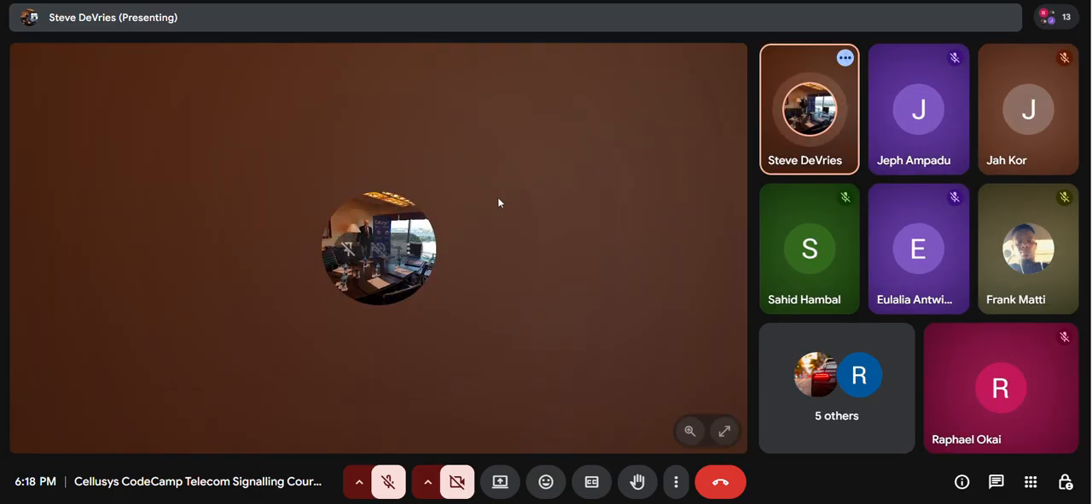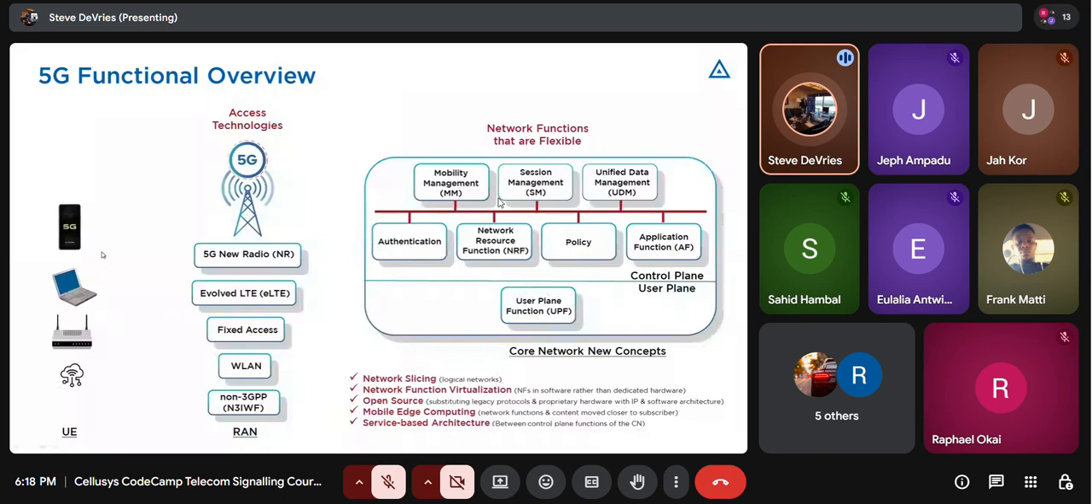You still have three areas. This is your user equipment, which can be a whole host of things. Your access technology can be a 5G radio, which is called the 5G new radio. It can also be a 4G radio that has been upgraded so it can talk to a 5G core network. You can have LANs, you can have non-3GPP. So again, you can have a lot of different accesses.